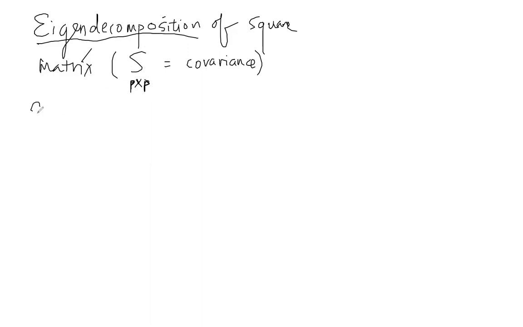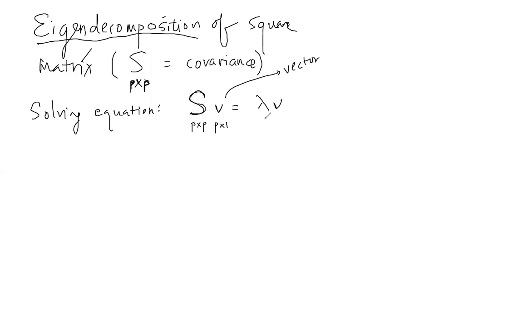Basically it involves solving the following equation: S times V equals lambda times V. So it involves solving this equation. This is your P times P matrix. This is a P times 1 vector. This is actually a scalar, a constant, and this is P times 1.